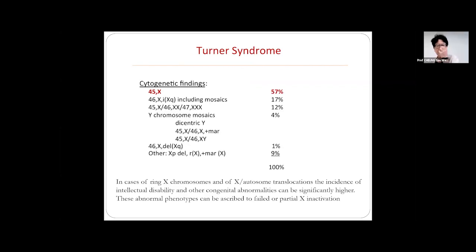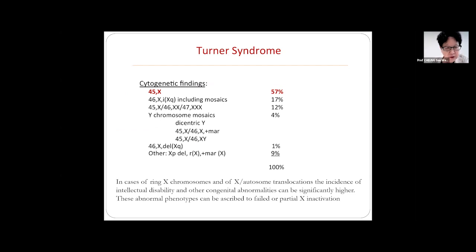Genetically, Turner syndrome has a wide spectrum. The most common is 45,X, but you could also have isochromosome Xq. You could also have mosaics with different cell lines, including a Y chromosome such as a dicentric Y. You could have a mosaic for a marker chromosome. You could also have 45,X and 46,XY in the body.